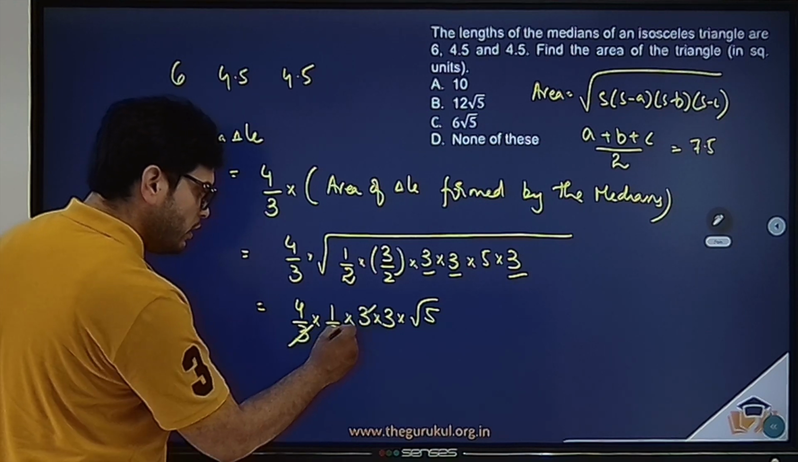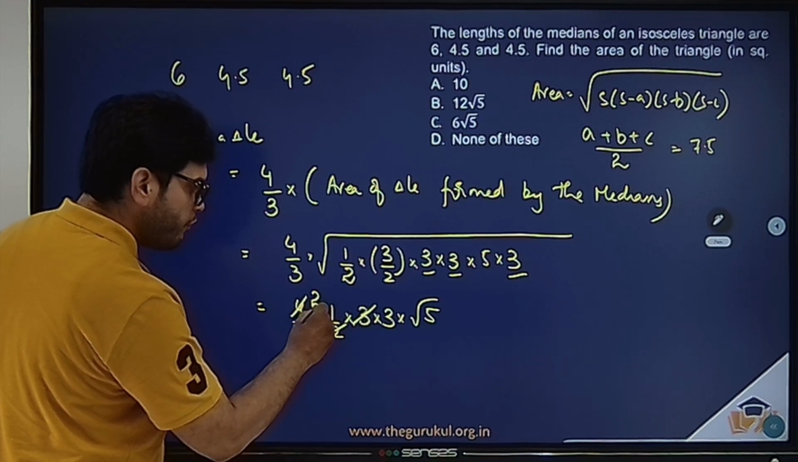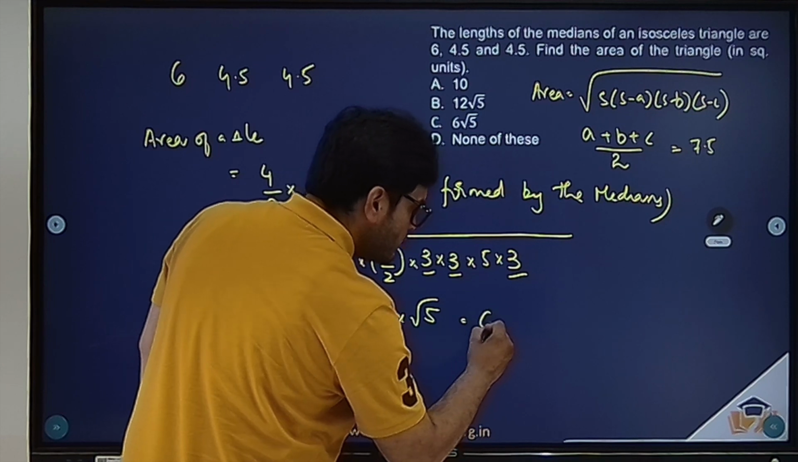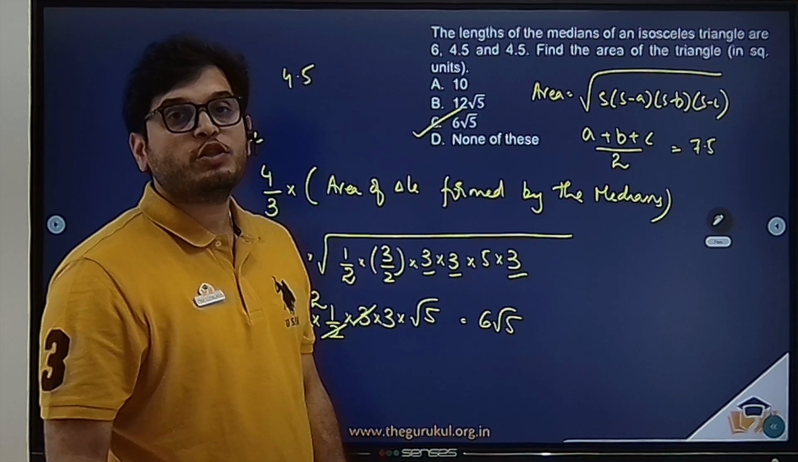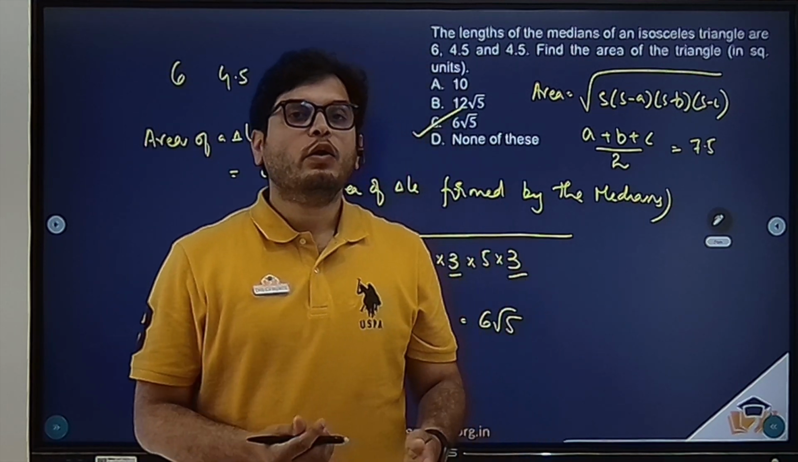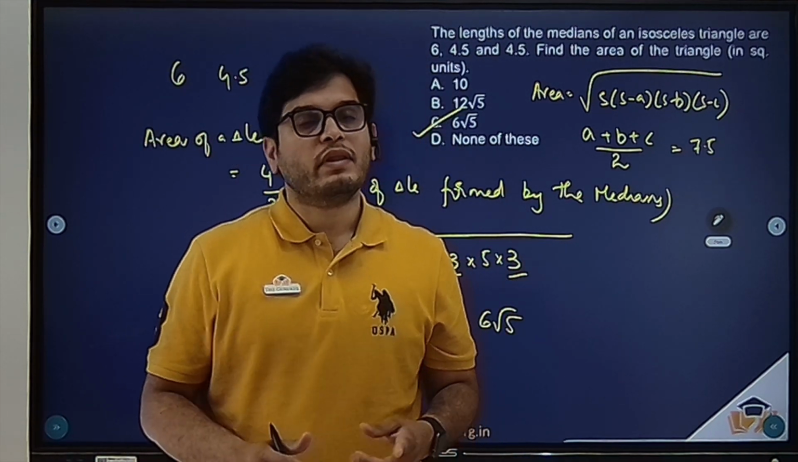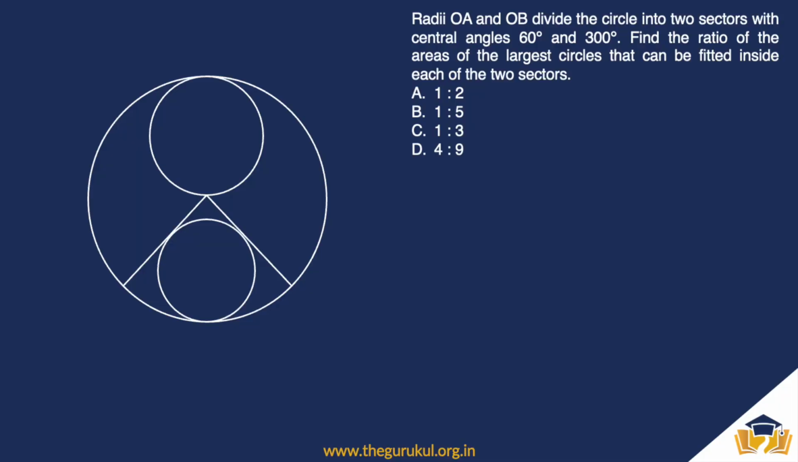So I can cancel these two. 2 2s are 4. So 2 into 3 is 6. 6 root 5 should be the answer for this question, hence option C. A simple formula to calculate the area of a triangle given the lengths of its medians.